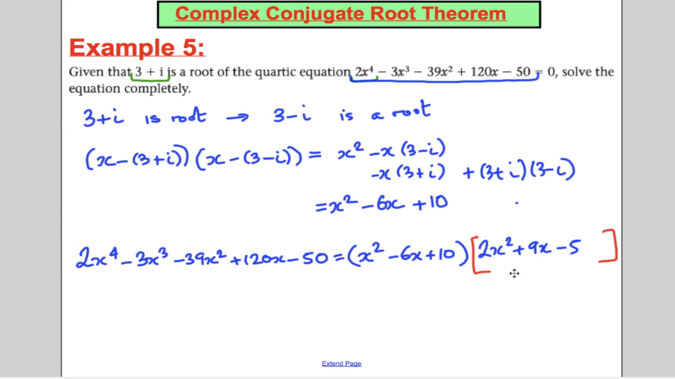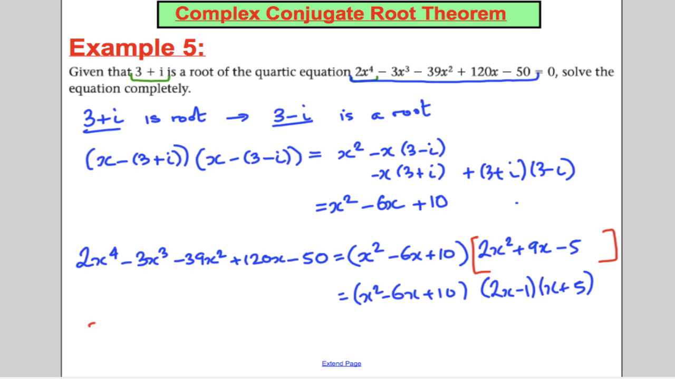Okay, and now it's just a case of solving the equation completely. I know that and that as a root. The other roots I'm going to get from this over here. Now, this actually factorizes nicely for me as (2x minus 1)(x plus 5). I know the solutions of this thing here. The solutions of this here are given to me in the question. It's 3 plus i and 3 minus i. So the only other solutions I need here are when that's 0 and when that's 0, i.e. x is a half and x is minus 5.